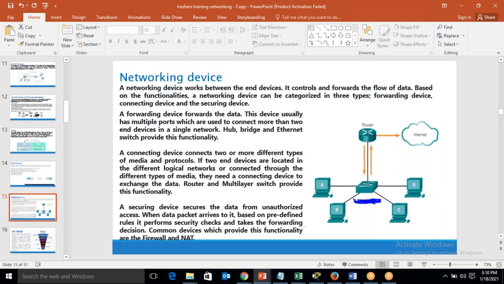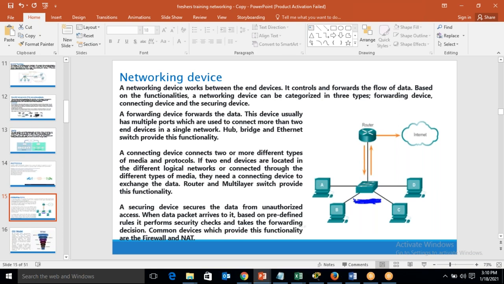Coming to the connecting device. A connecting device connects two or more different types of media and protocols. If two end devices are located in different networks or connected through different types of media, they need a connecting device to exchange the data. Examples of these connecting devices are the router and the multi-layer switch. Basically, the router for CCNA.